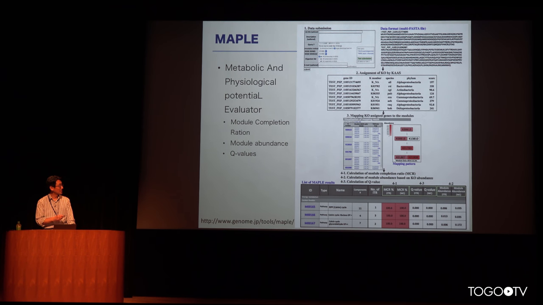So this kind of definition can be computed computationally to check whether this exists or not. So we developed a system to calculate whether this module is complete or not by using the percentage module completion rate of these reaction sets. So this is a module completion ratio. And we also calculate the abundance by using how much is mapped to each KO, KEGG ortholog, and the Q values for defining a statistical significance of the module annotation.